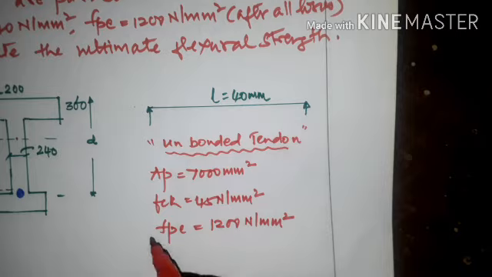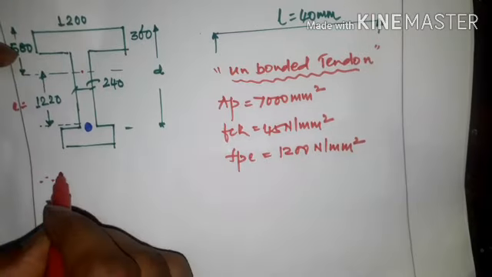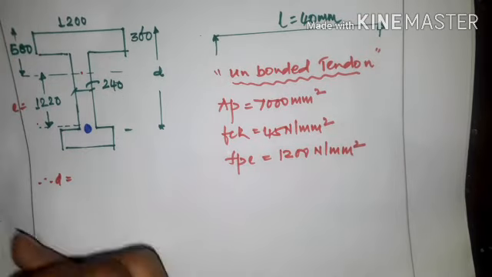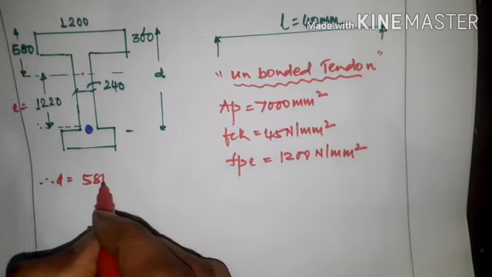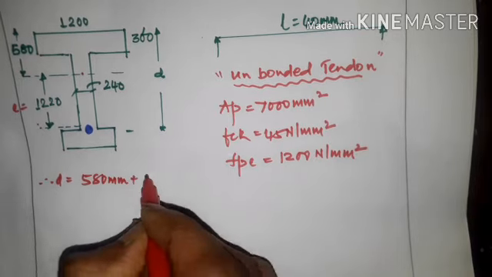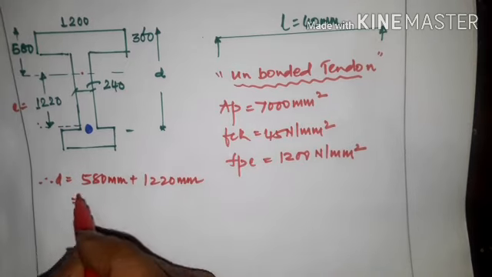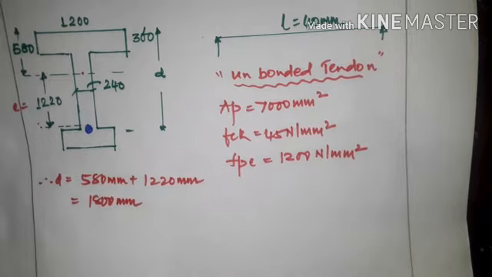Okay, and next, as per the sketch again, D is equal to what I have already written here: 580 plus this. So D is equal to 580 mm plus 1220 mm. So the total effective depth is 1800 mm.